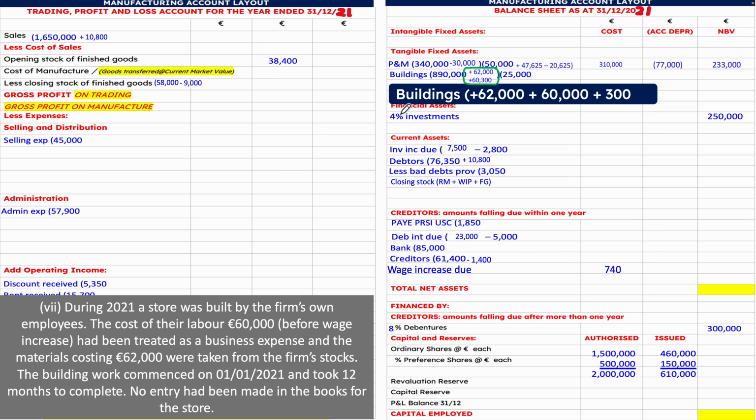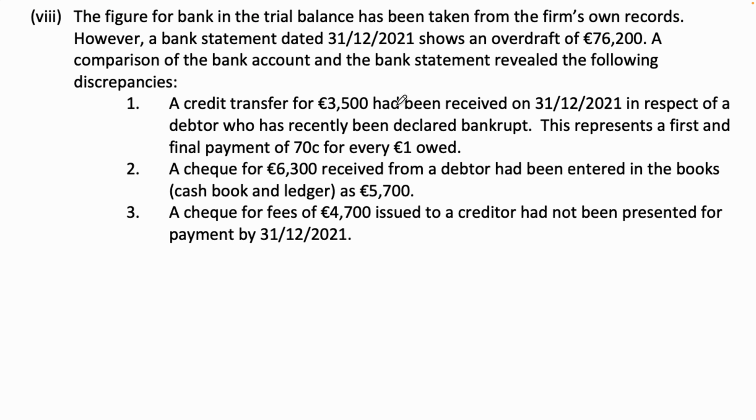Okay, it needs to come out of the manufacturing account and into the balance sheet. So that's your buildings. That's your note 7 done. Adjustment number 8 then. The figure for bank in the trial balance has been taken from the firm's own records. However, a bank statement dated 31st of the 12th, 2021 shows an overdraft of €76,200.